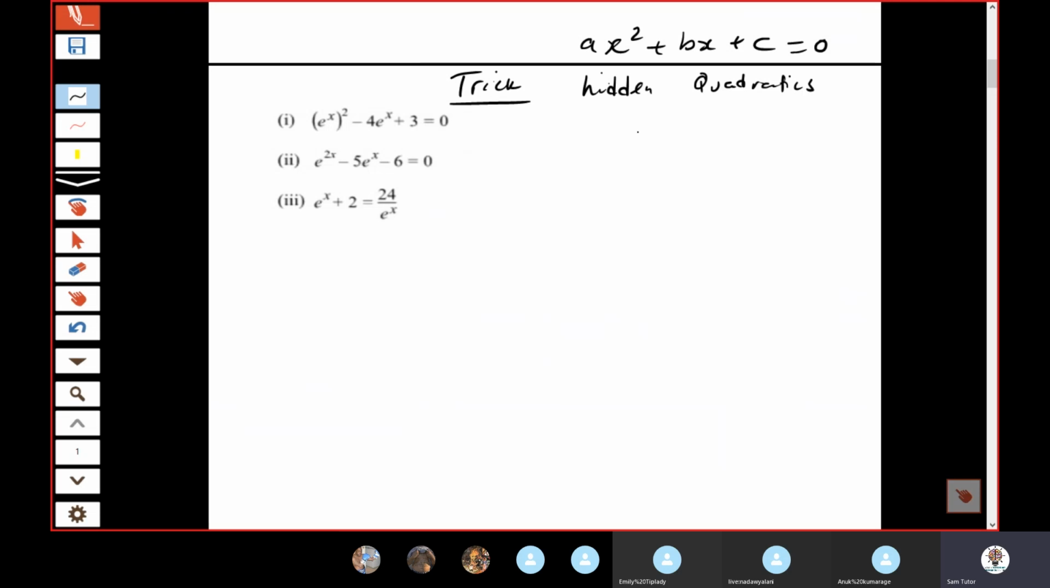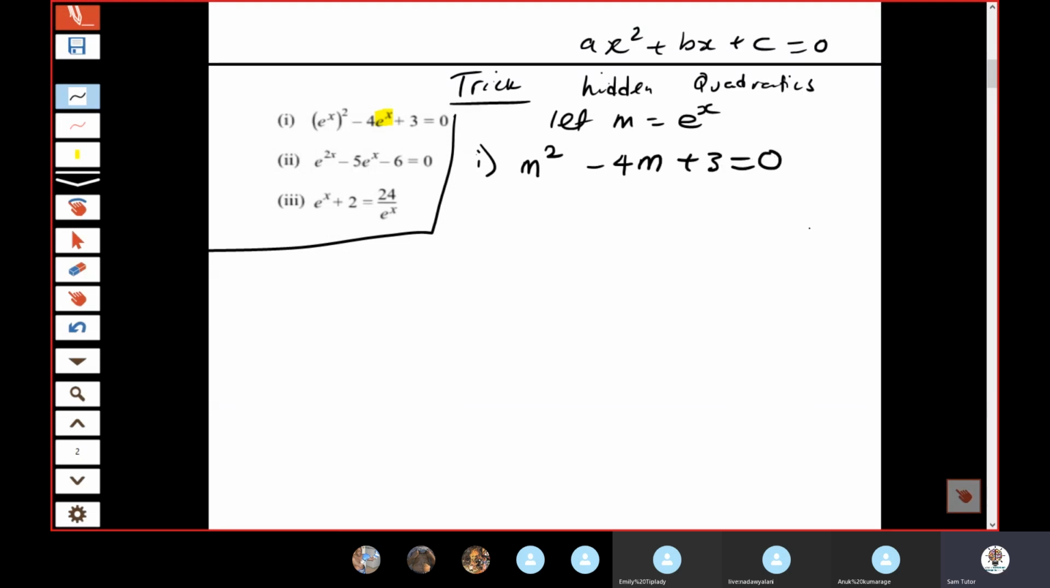Once you know it's a hidden quadratic, the next trick to this is you always let your substitution be the middle expression. So e of x. So you let m equal to e of x, and then of course, what are you left with for the first term? Well, you'll be left with m squared because e of x is m. So it becomes m squared minus 4m plus 3 equals 0.